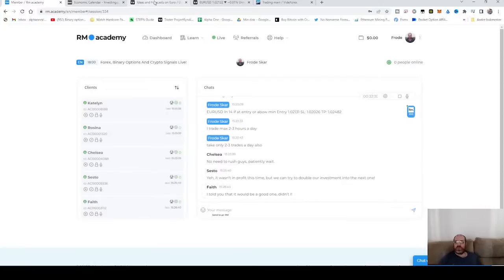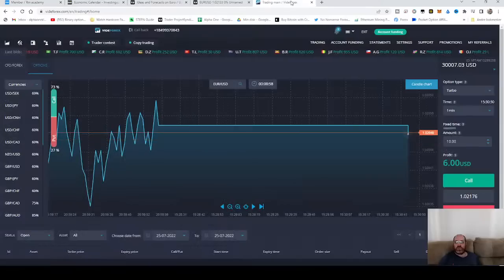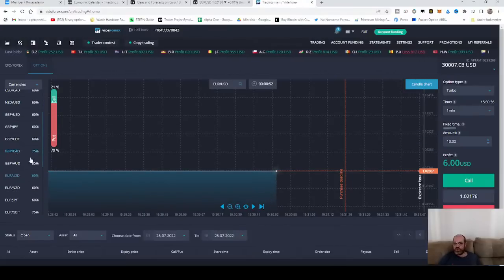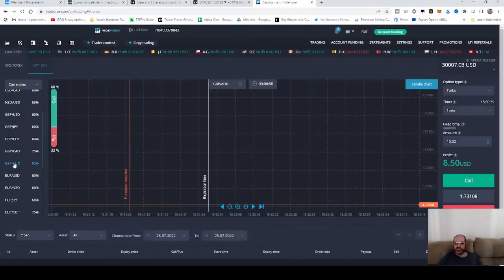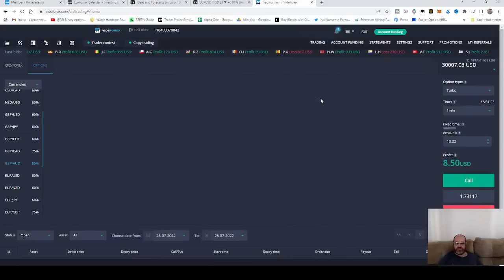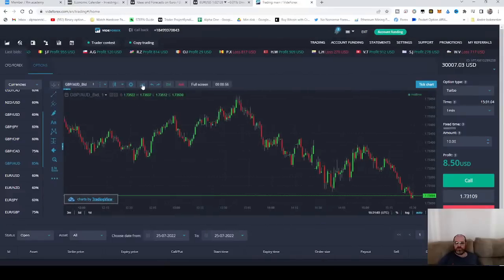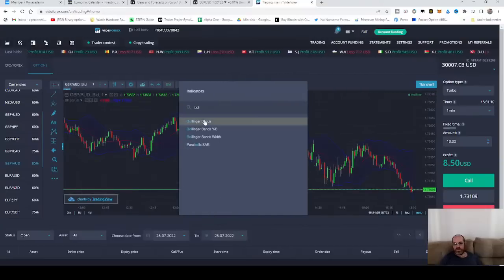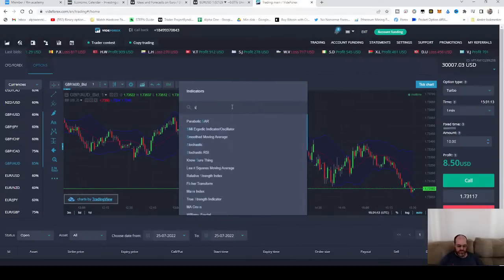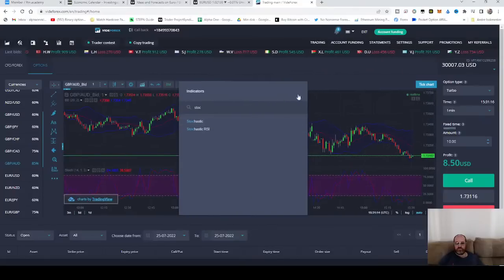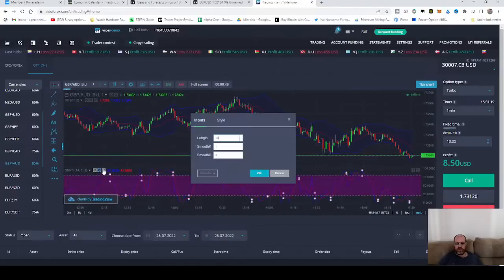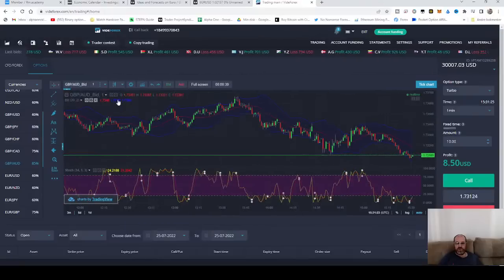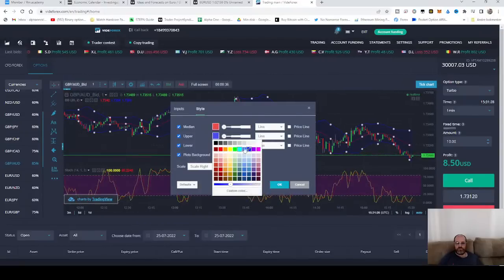Okay, let's look into a binary option trade. Let's open one that gives decent amount. Yeah, let's change this for candle chart. What we use in indicators, we use Bollinger Band, and we use stochastic. Then we take this one to yellow, so we see a little better. And we change this one here to white.